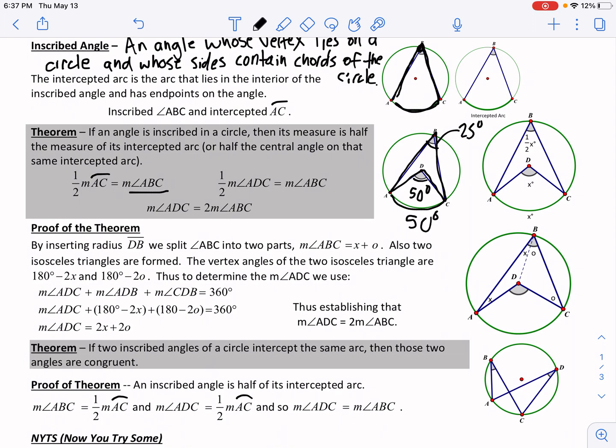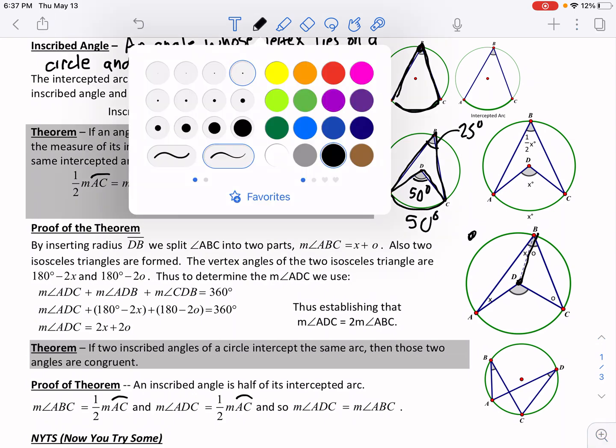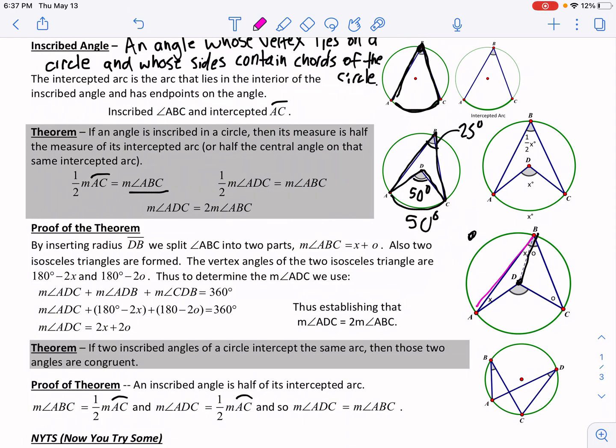Now there's a proof to this that says by inserting the radius DB, so we're kind of looking down here now. If we put the radius DB from the center out to the edge of the circle, we split the angle ABC into 2 parts. So we're splitting this angle into 2 parts. We have this part that we're referring to, and then we have this side that we're referring to of this figure. Also, 2 isosceles triangles are formed. So based on what we have here, we have 2 isosceles triangles.